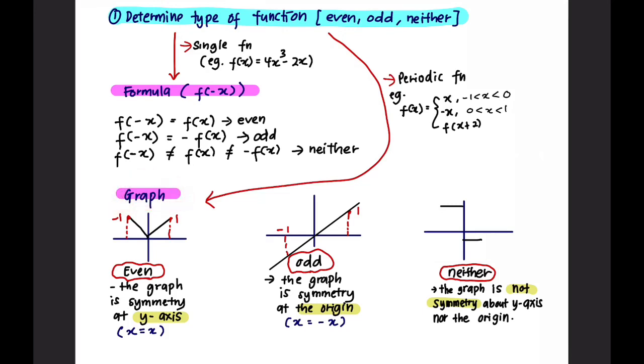For a periodic function, you have to plot the graph first. From the graph, you will determine the type of function. For an even function, the graph is symmetric at the y-axis. We have a symmetric graph. For an odd function, the graph is symmetric at the origin. So this is the graph and the graph is symmetric at the origin. For neither function, the graph is not symmetric about the y-axis nor the origin.